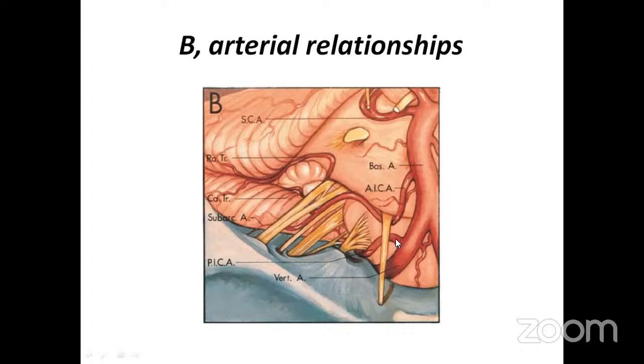This one is the posterior inferior cerebellar artery. Initially it goes between the hypoglossal nerve rootlets, and further it goes between the glossopharyngeal and vagus nerves.